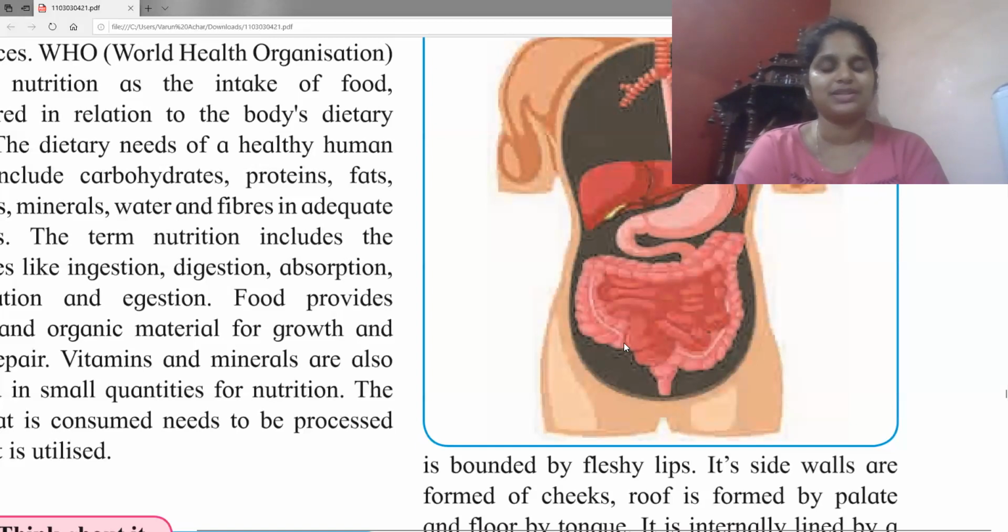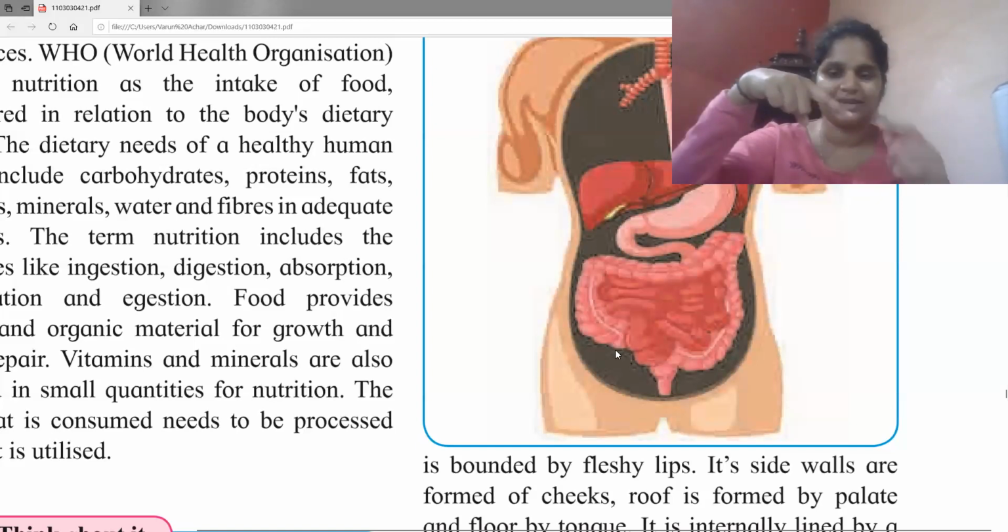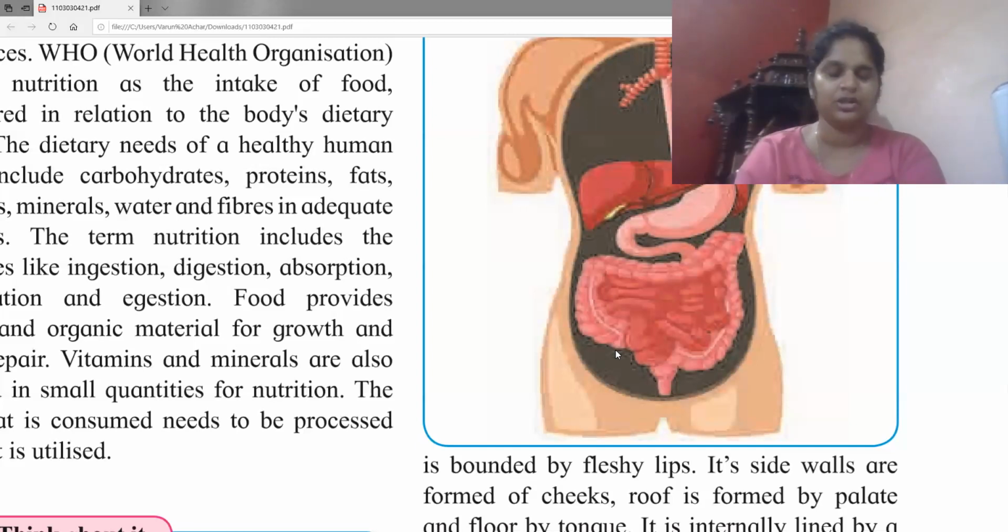Now, just around this cecum, you are going to find a projection coming out in the form of a wavy structure. That projection is called the appendix.